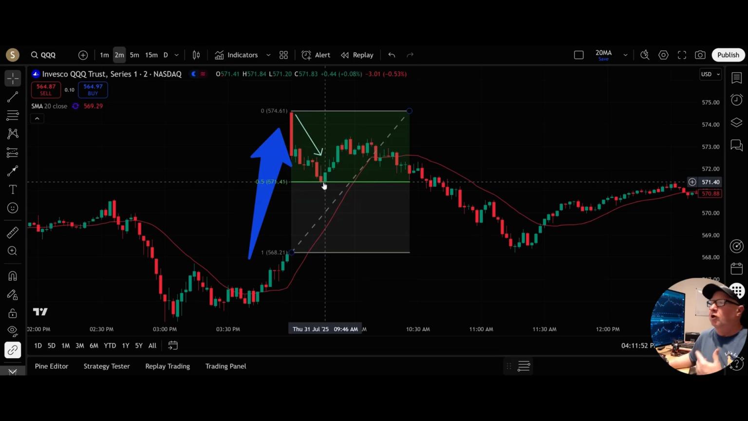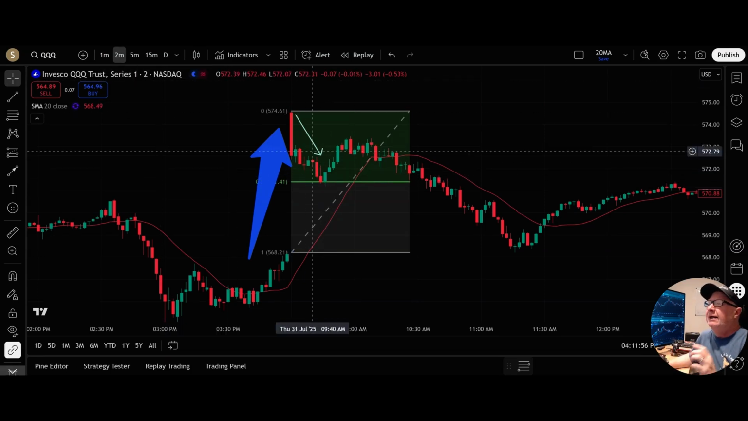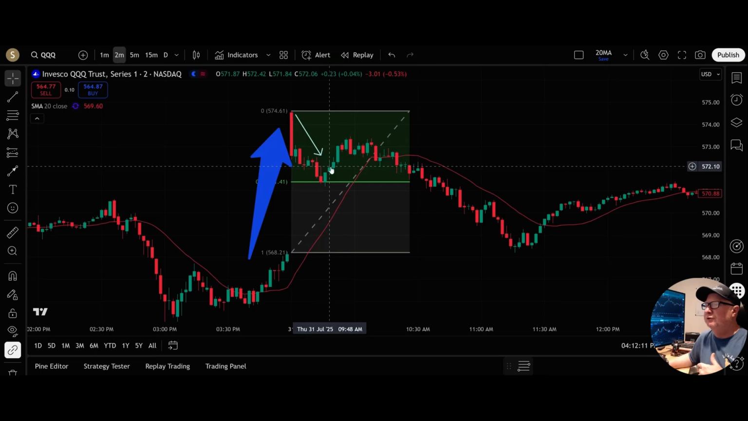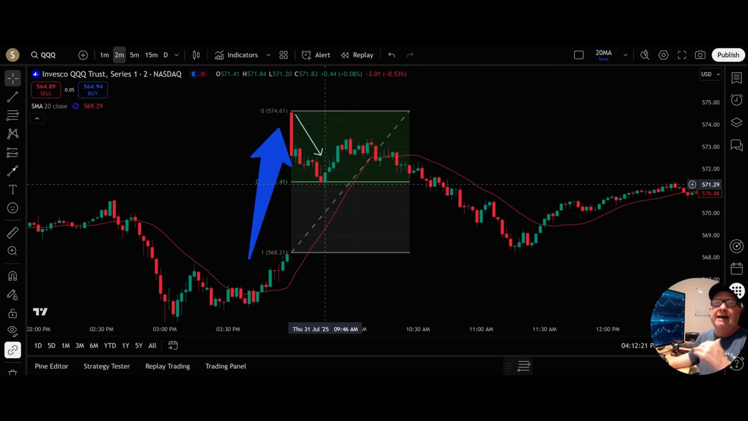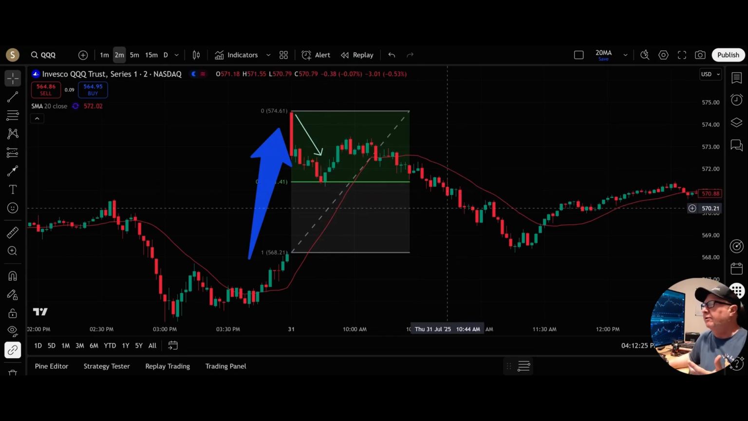And that's where you can look to get into the stock. Again, this is the cues on a 2-minute chart. That's how to use that Fibonacci retracement for an entry. But you can also use the Fibonacci retracement to give you an idea of where to exit a stock. And that's what I'm going to show you now.